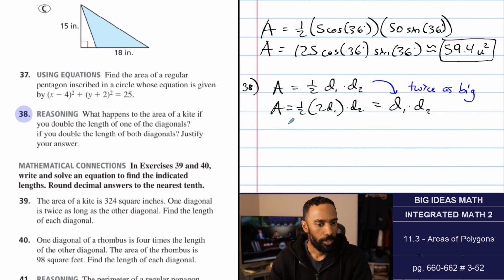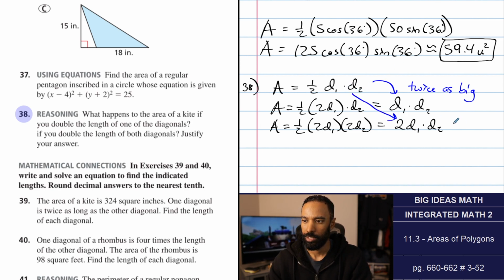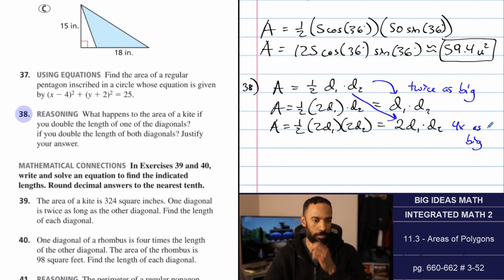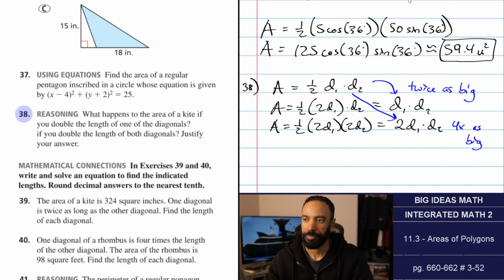Now let's double both lengths of both diagonals. 1/2 times 2d1 times 2d2, doubling those. Half of 2 is 1, times 2 is 2. You get 2d1 times d2. Compared to the original, 4 times as big. 4 times as big. I don't know what to justify. That's it. I hope I didn't mess anything up, but that's all.